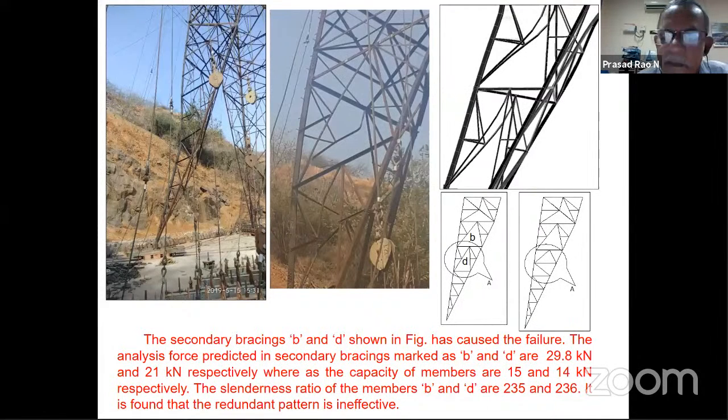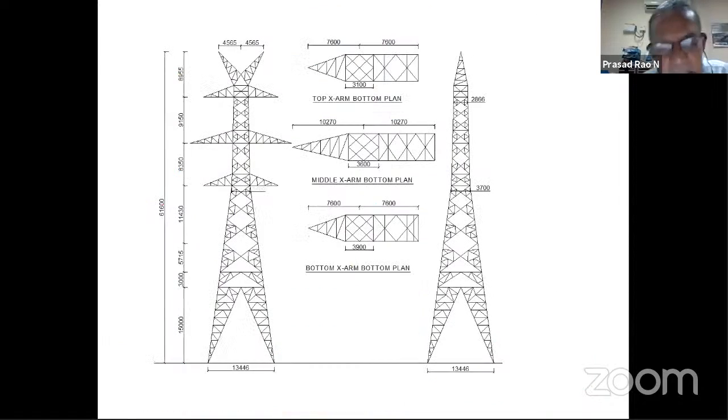Then this B member, secondary members B and D, were changed later on. The next case has passed. This is another tower in the same line.